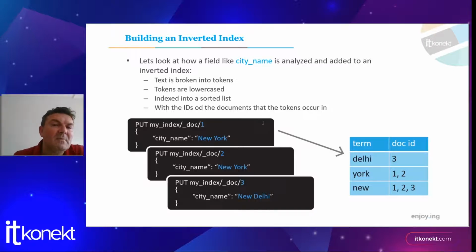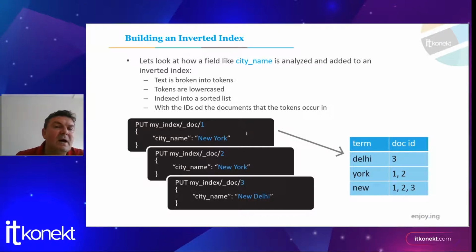For example, let's take a city name field in the document with ID 1. If the field contains the text New York and an analyzer creates a term for each word, the corresponding inverted index would contain two terms, New and York. Both these terms would be mapped to ID 1.